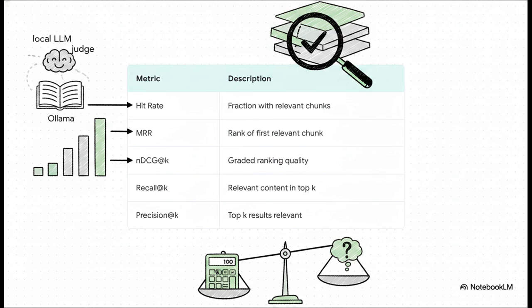And instead of just guessing if your new chunks are better, RAGTY actually proves it. It can leverage a local LLM judge like Llama to grade your retrieved chunks against 5 industry-standard information retrieval metrics. We're talking hit rate, mean reciprocal rank, NDCG, recall, and precision. It scores the relevance of the text, giving you hard math on your results, ensuring your pipeline improvements are based on actual data, not just a gut feeling.